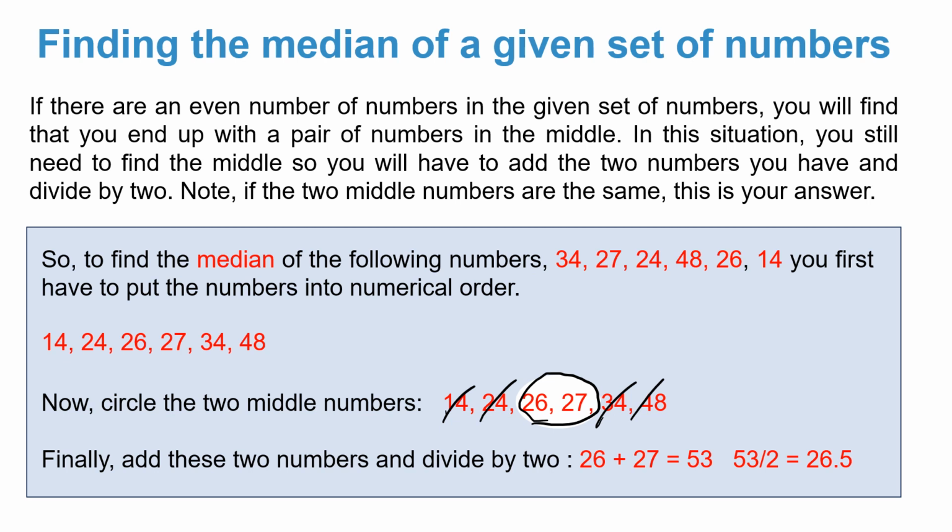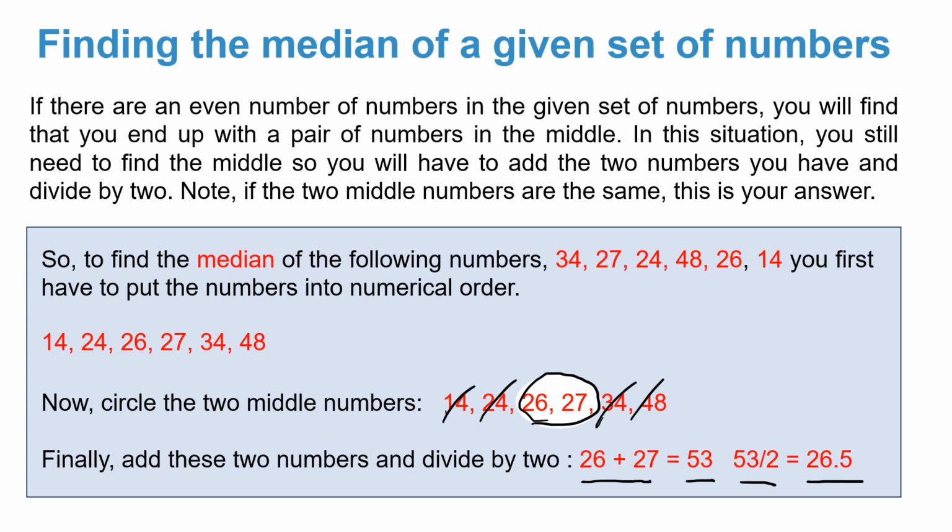And when this happens, what you need to do, well, if they're the same, that's your answer. But if the numbers are different, you need to add them together. And in this case, that will give you 53. And then divide the 53 by 2 to find the halfway point between those two numbers. And in this case, it works out at 26.5.